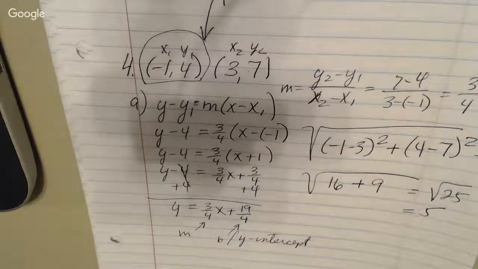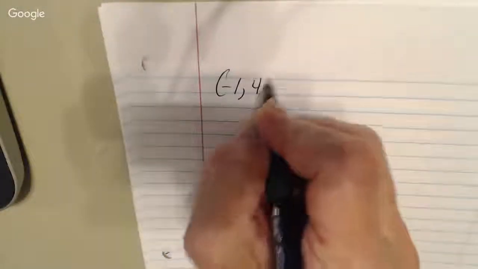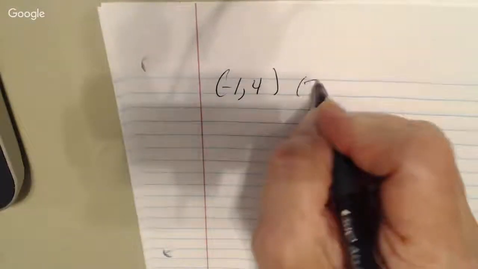And we have one more part of question number 4, D. Find the midpoint. Okay, so let's see if we can remember how to do midpoint. And yes, you're going to need to know the midpoint formula so you can do that on this test. All right, so we're going to do the same 2 points. So we've got (-1, 4) and (3, 7).